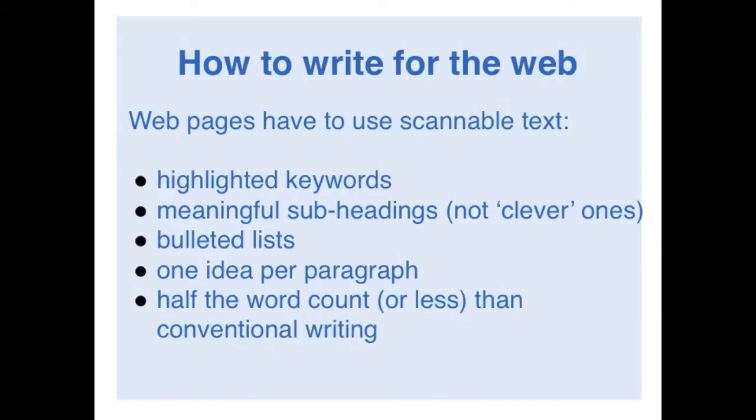So here's how to write for the web, and these are points you want to write down. This is how you write for the internet. Highlighted keywords, that's bolding and using different colors with the words. Meaningful subheadings, not clever ones. Bulleted lists, as we just saw. One idea per paragraph, and half the word count or less than conventional, traditional writing or offline writing. Half the word count. And we'll talk about long copy versus short copy later.